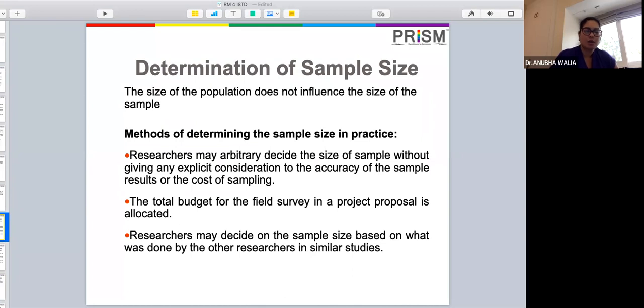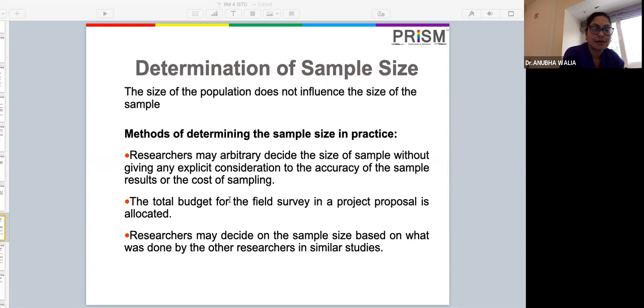Okay, now let's determine the sample size. How do we identify how much sample size we should have? So this is very, very crucial and very, very important.